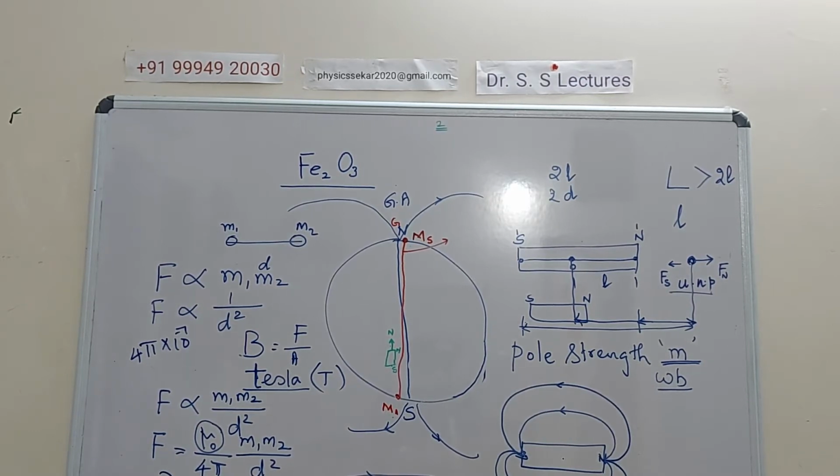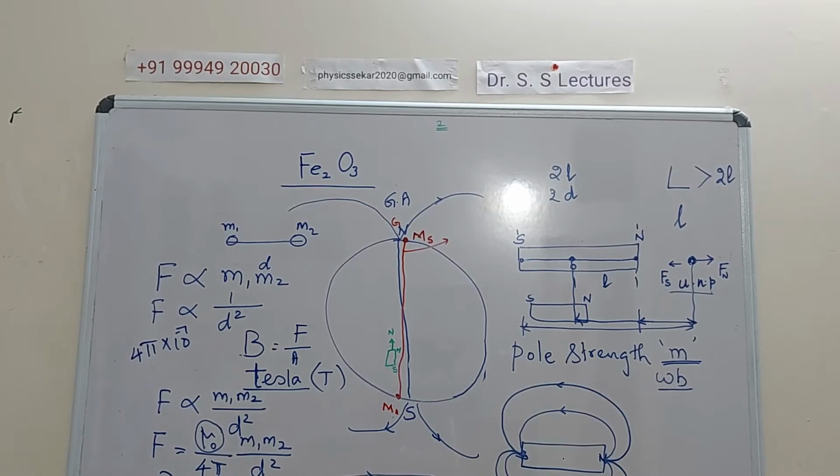So it is called the inverse square law, Coulomb's inverse square law. So when you say that this force is proportional to m1 m2 by d square, when you equate it, we say that F equals mu 0 by 4 pi into m1 m2 by d square. And the constant that is getting introduced here is called permeability. If it is air or vacuum, it is represented as mu 0 having a value 4 pi 10 power minus 7.